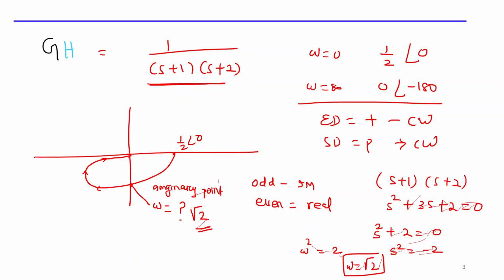Can you repeat, s square plus 2 is equal to 0, how you got it? I told you, I am asking you to find out the omega value at the imaginary point, right? Imaginary point means imaginary value has to exist. The real part has to be made 0. So what are the real parts in this? Even parts are real parts, right? So in this equation I made s square plus 2 equal to 0.